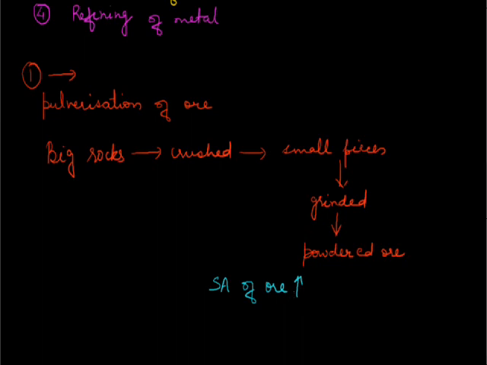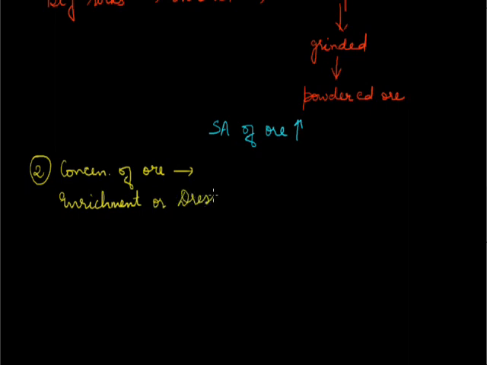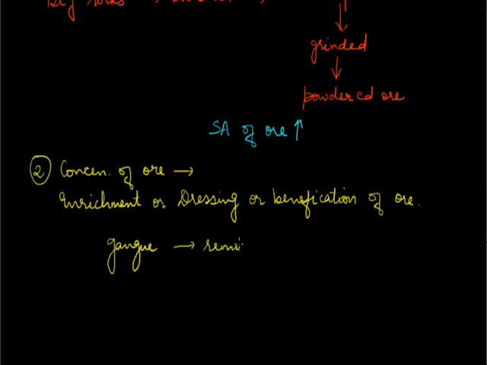The second step in metallurgy is concentration of ore. This step is also called enrichment or dressing or beneficiation of ore. These are the different names for concentration: enrichment, dressing, or beneficiation of ore. Now this step involves the removal of unwanted impurities from the ore. So gangue or matrix, which is the term given to the impurities, these are removed in this step.